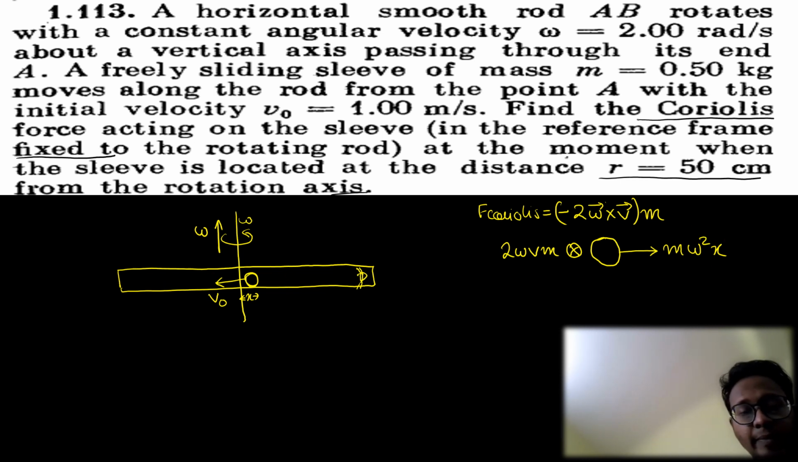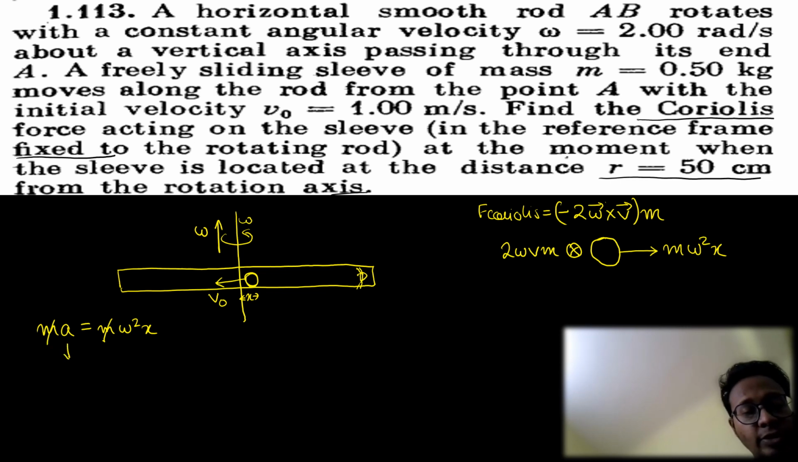So can I write mass into acceleration along this line? I'm not taking a component of acceleration along the outside of the plane of paper or inside the plane of paper. So mass into acceleration along this line is nothing but, what is the force? M omega square x. So if I omit the m, it will be this value.